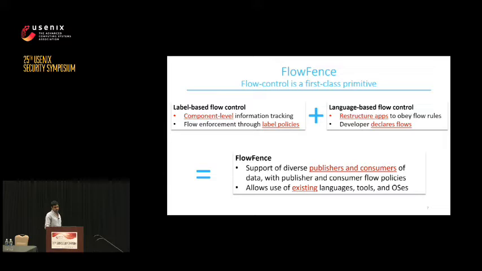And so this leads to a flexible system that supports diverse publishers and consumers of data with the associated flow policies. And it also leads to a system that allows the use of existing languages, tools, and operating systems. For example, a FlowFence implementation at most requires the ubiquitous virtual memory and secure IPC from the underlying operating system.